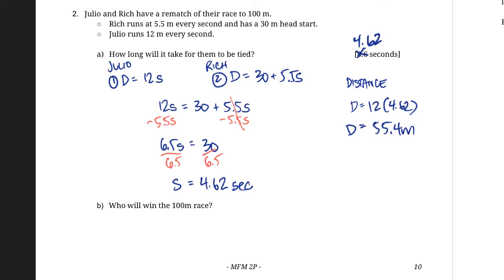So who would win the 100-meter race? Well, remember, Rich started off with a head start, but Julio caught up at 55 meters, right? If he caught up at 55 meters, that means everything past that, he's ahead. Julio is ahead. So if Julio's ahead, he's going to be ahead at 100 meters. So Julio is going to be faster at the end. He's running faster, but he's also going to win the 100-meter dash. Okay? It would be different if the distance he caught up in was over 100 meters, right?